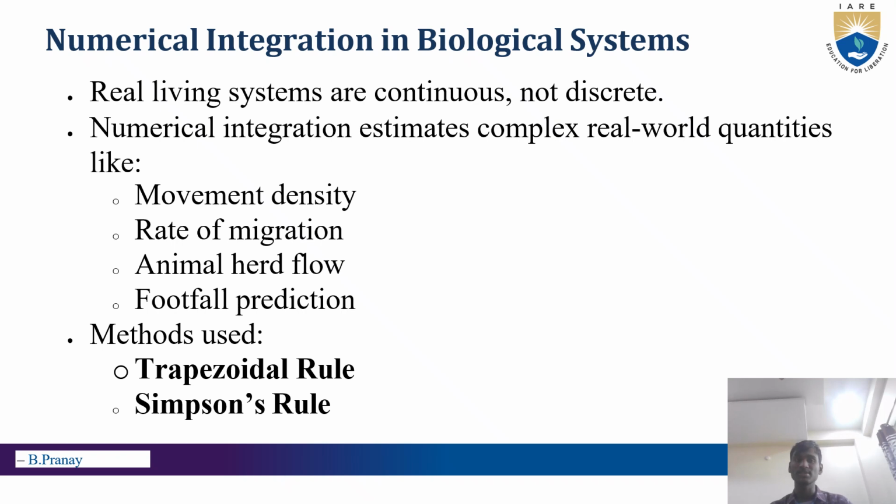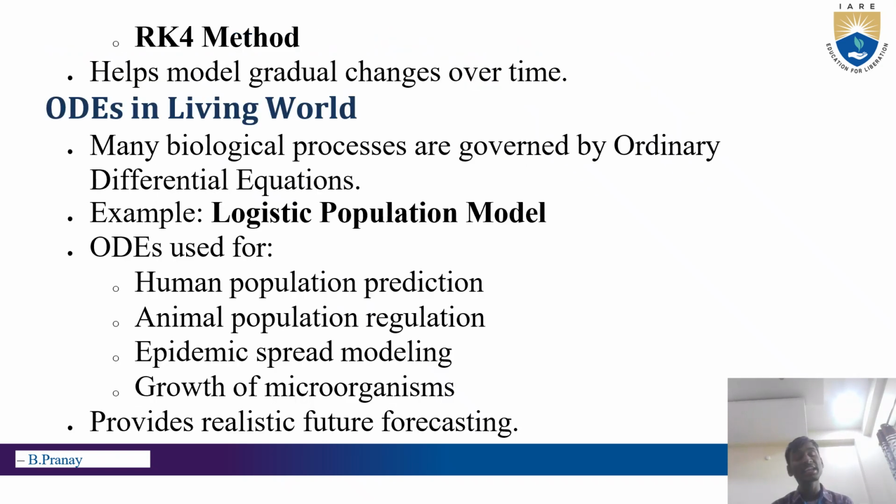many other things. And numerical integration, by using this, we can calculate the rate of migration, movement density, animal herd flow, football predictions. So we can calculate some real world applications using these numerical integration methods. For example, trapezoidal rule, Simpson rule, RK4 method. This helps model gradual changes over time.